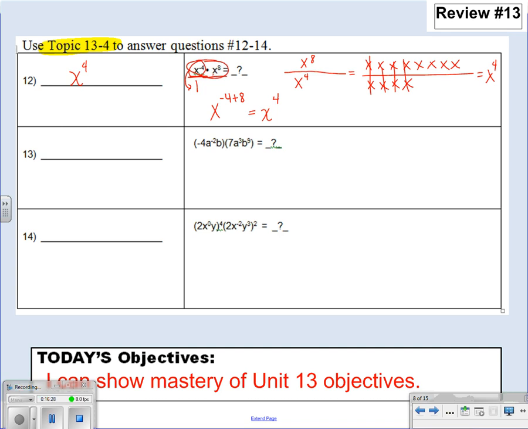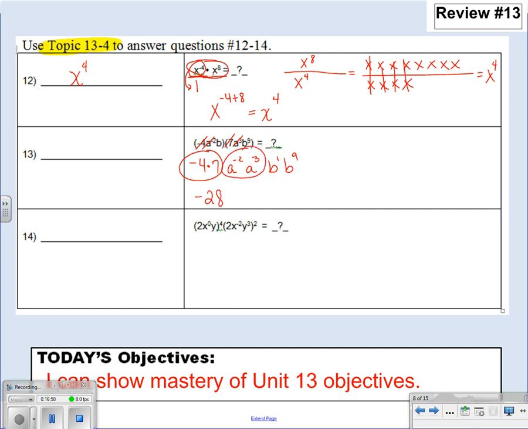This looks like multiplication, so let's put our numbers together. Negative 4 times the 7. Then a to the negative 2 and a to the positive 3. Then we have a b to the 1 and a b to the 9. Negative 4 times 7, that's a negative 28.